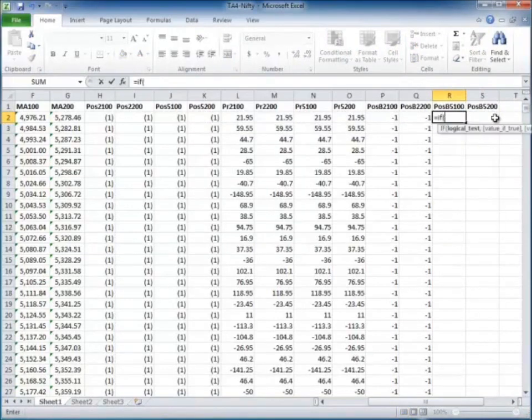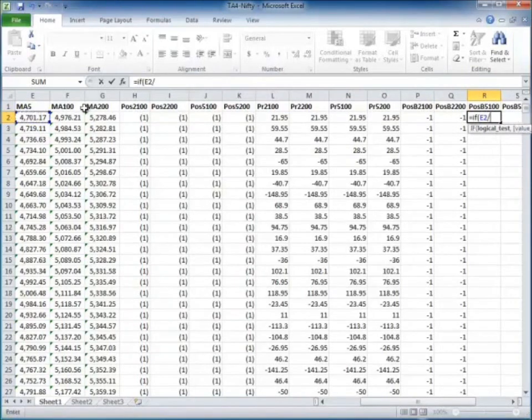And let's do this for the others as well. So this time we're going to have if the 5-day divided by the 200-day is greater than 1.01, then give me a 1. If the same expression is lower than 0.99, sorry, no, that should be a divide there, and give me a -1. Otherwise, give me a 0.